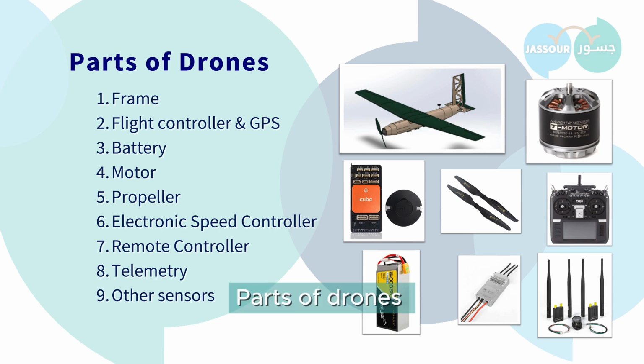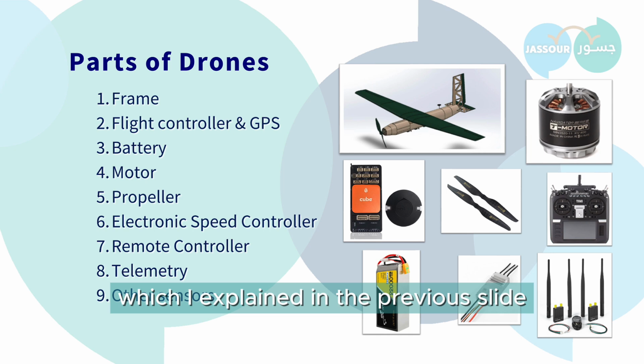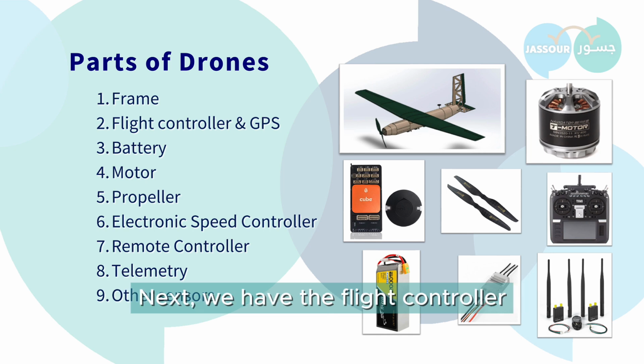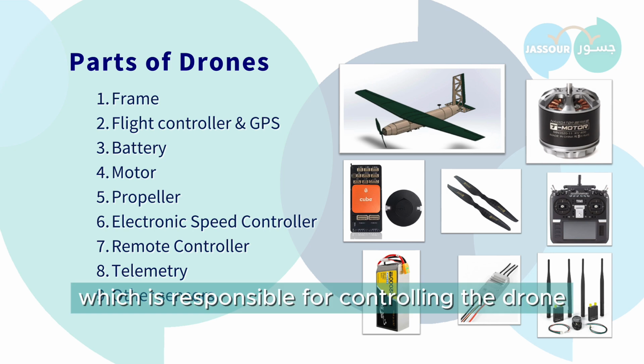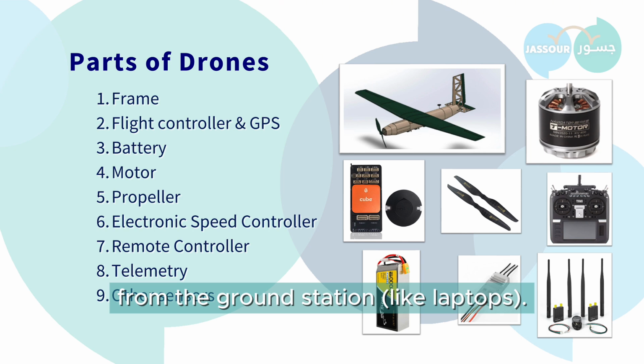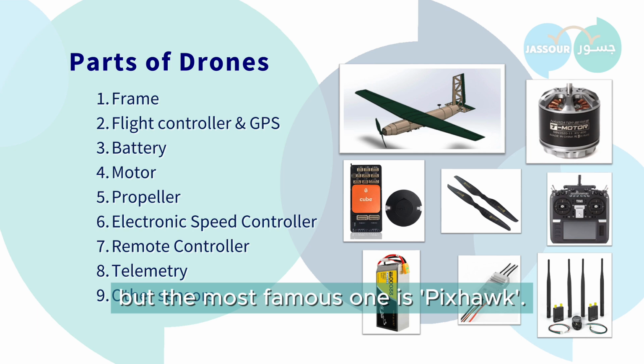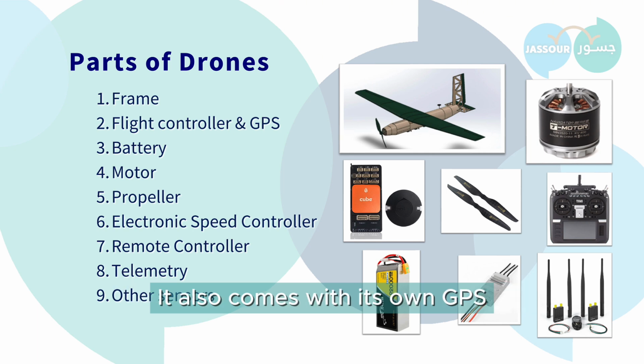Parts of drones. First, we choose the right frame, which I explained in the previous slide. Next, we have the flight controller, which is responsible for controlling the drone in the air and receiving signals from the ground station, like a laptop. There are many types of flight controllers, but the most famous one is Hawk. It also comes with its own GPS to determine its location.